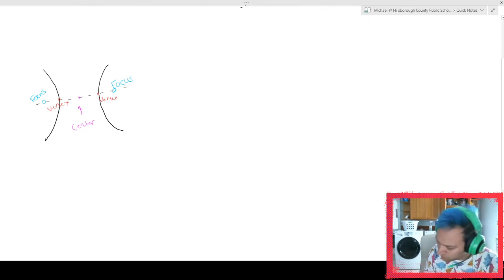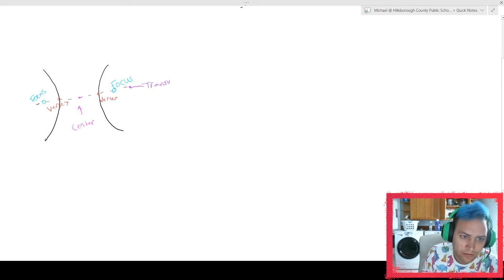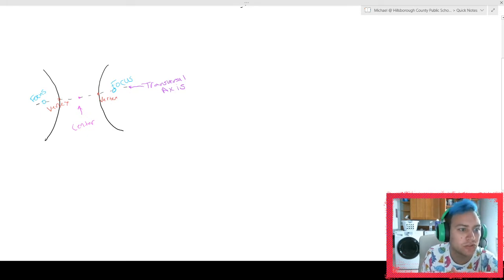Okay, so the first new term is going to be this right here. See that dotted line right there? That is called the transversal axis. Transversal axis. That's the axis that runs through the two foci, through the two vertices, and through the center.